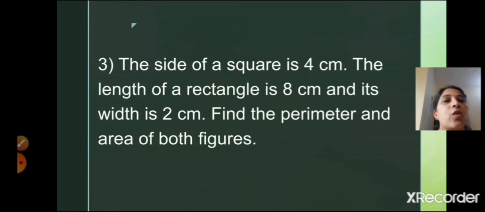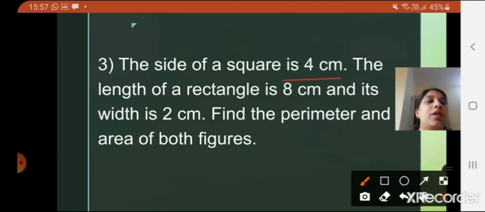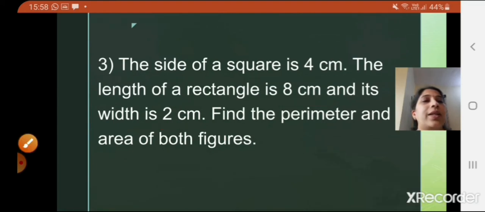The side of a square is 4 centimeter. The length of a rectangle is 8 centimeter and its width is 2 centimeter. Find the perimeter and the area of both the figures. So what is given here? Side of the square is given 4 centimeter, length is given as 8 centimeter and width is given as 2 centimeter. So you have to find perimeter also and you have to find out area also of the square also and of the rectangle also, right? So let's start.